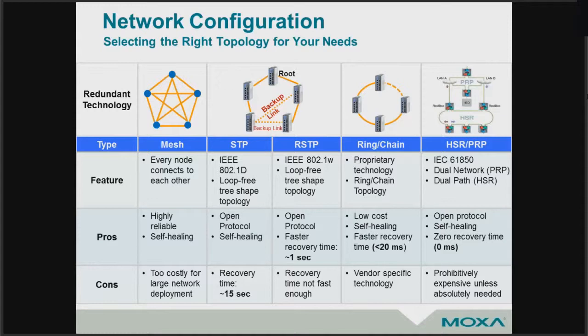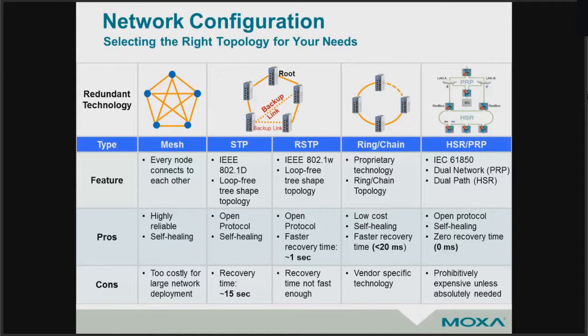So the first is a mesh, and this basically means that every network device is connected to at least 2 other devices, so that you've got an individual backup path to each device. It is highly reliable and self-healing, but in many cases it's just too costly because of the amount of wire that you've got to run to connect each device to every other device.